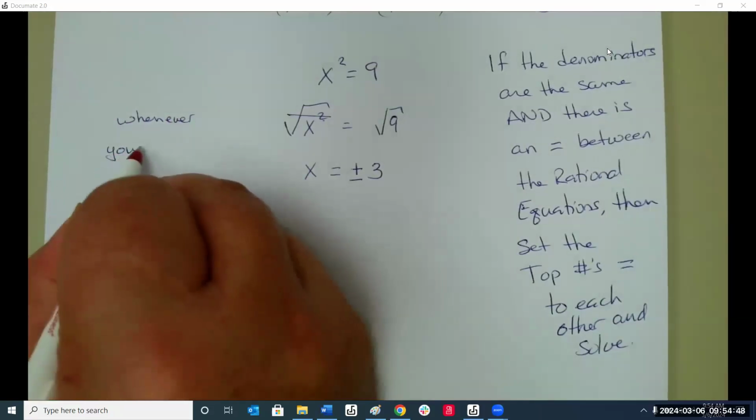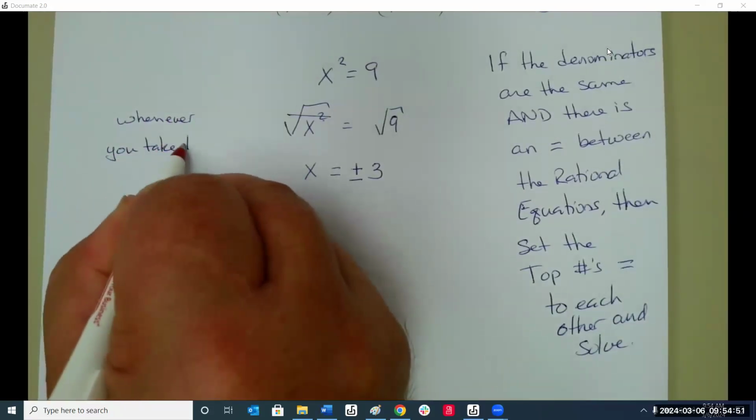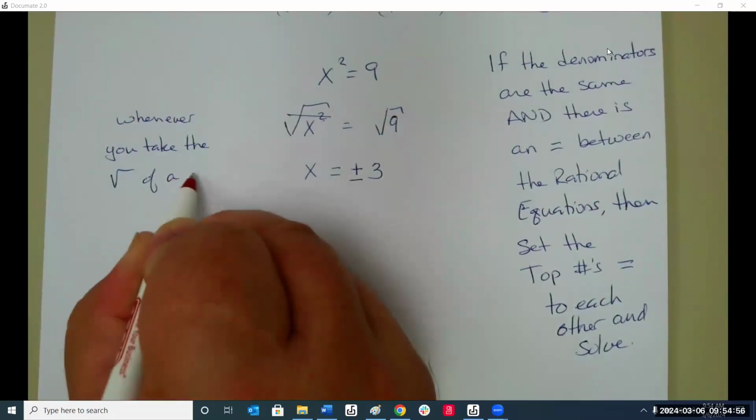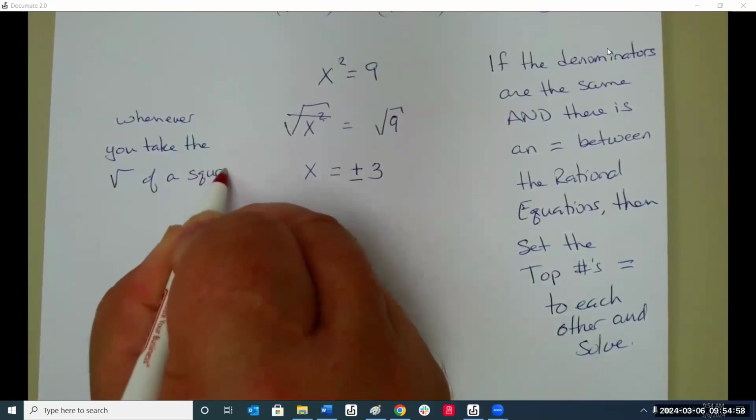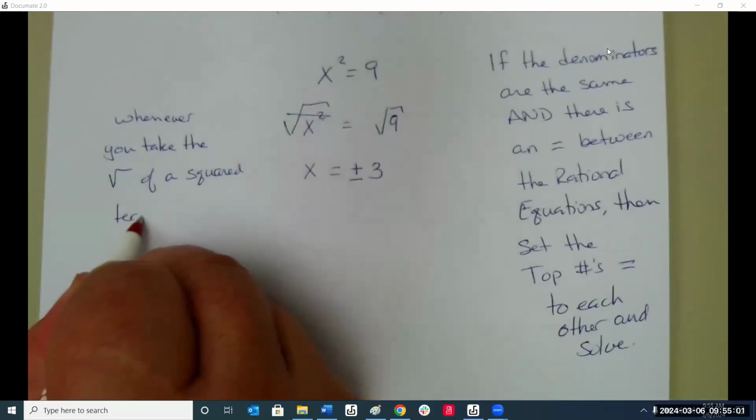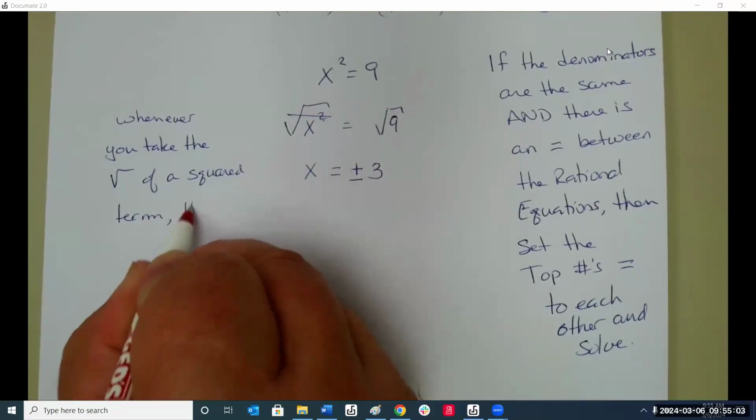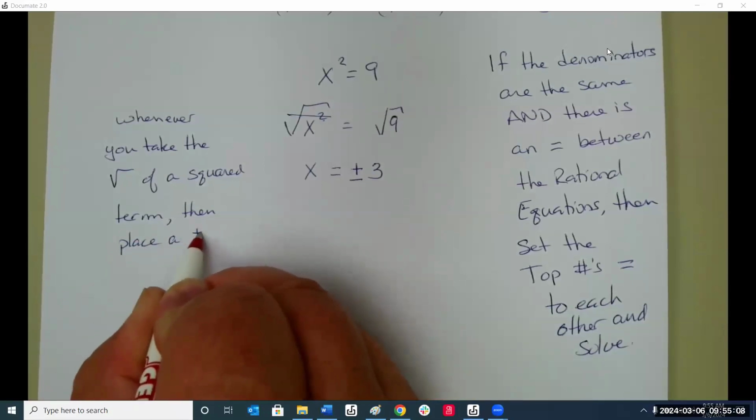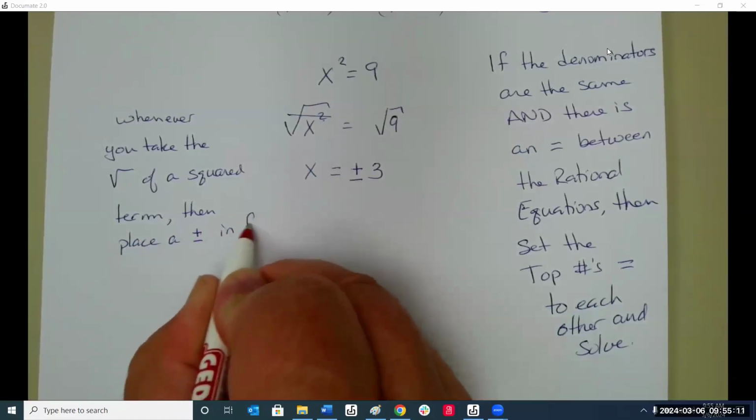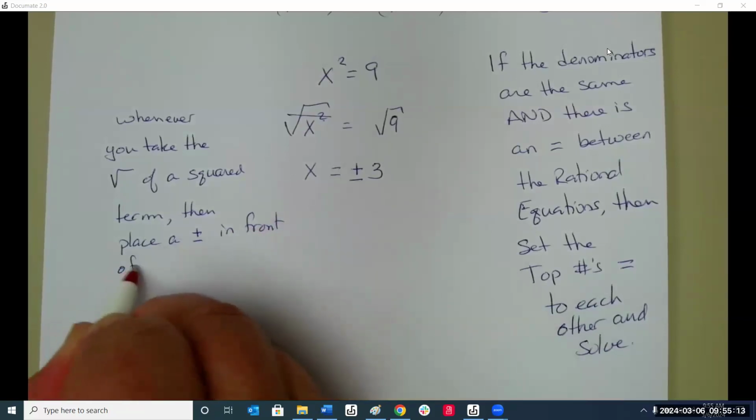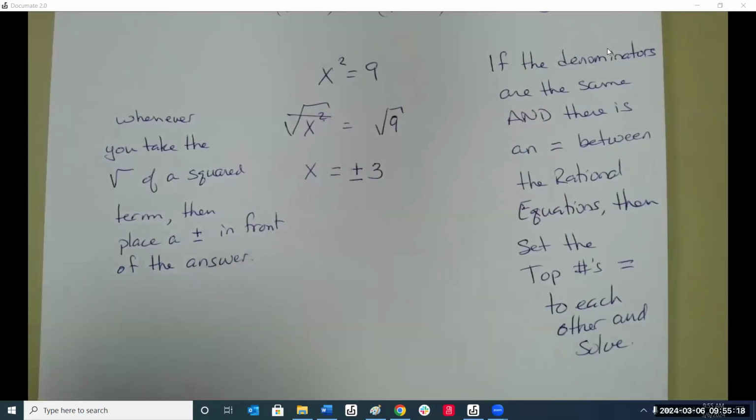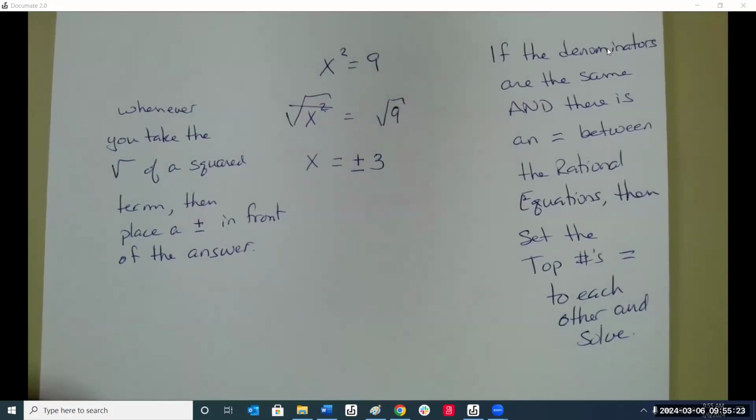Whenever you take the square root of a squared term, then place a plus or minus in front of the answer. Why is that true?